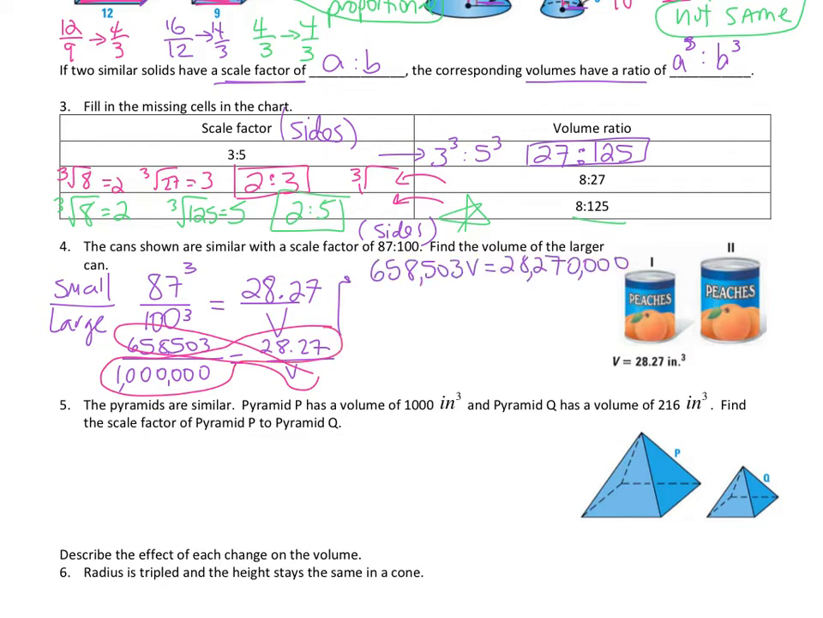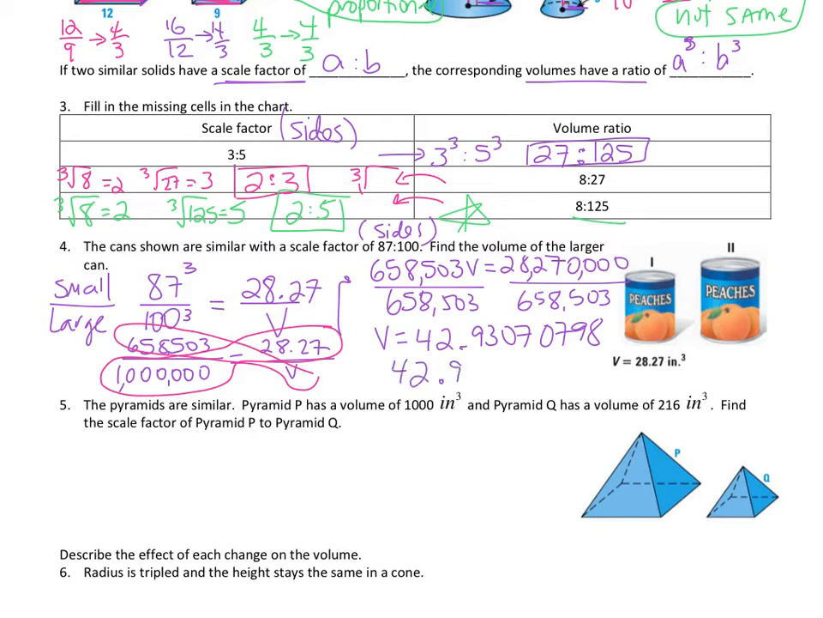And then we need to divide both sides by the 658,503. And that gives us our volume of 42.93070798. And we are going to round to the nearest hundredths. So we're going to put 42.93, and this would be inches cubed, will be the volume of that larger can.